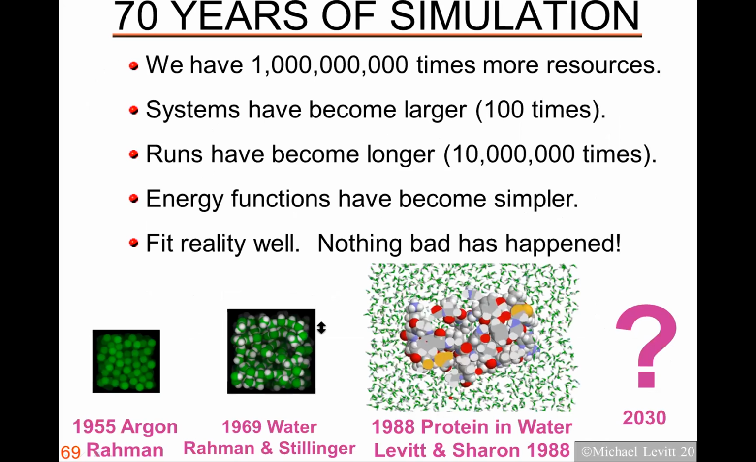So let's fast forward and summarize where we are. I said that simulation started with argon in '55, water in '69, then proteins in water, and many, many people are running MD simulations of proteins. We now have at least 1 billion times more resources. In general, the systems have become much larger. The runtimes have become longer, but the energy functions have become no more complicated. We're still using the same sort of billiard ball, electrostatics, spring bonds energy functions for most simulations as was used before. Is this a good idea?